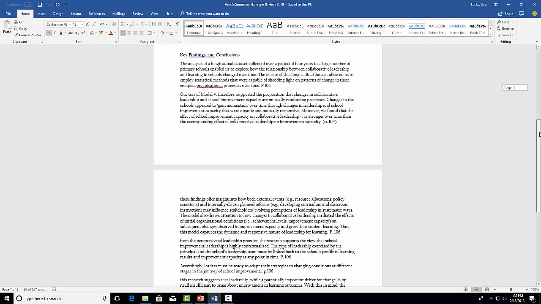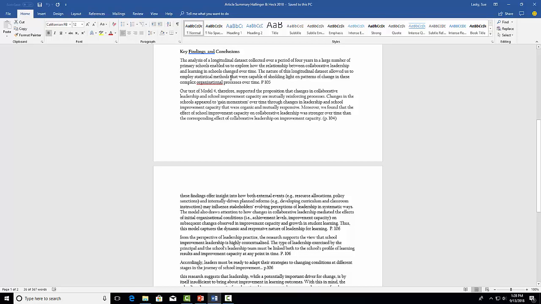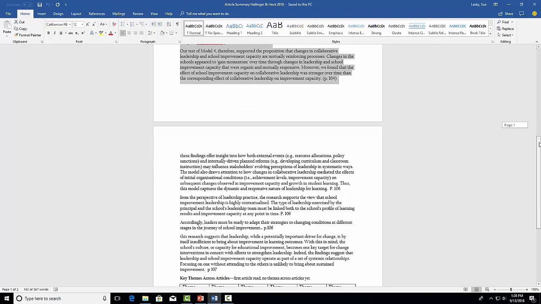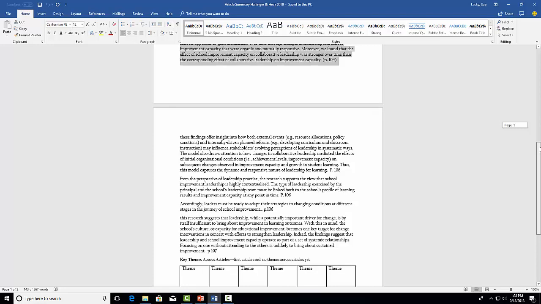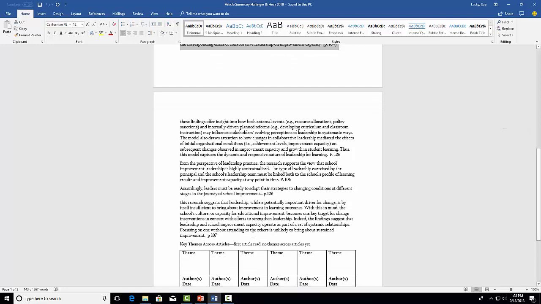Notice here that what I've done with the key findings and conclusions is I've literally just copied and pasted verbatim sections of the article that are really key to the study that I'm about ready to conduct. These are direct quotes. You will need to paraphrase these before you put them into your lit review, all right?